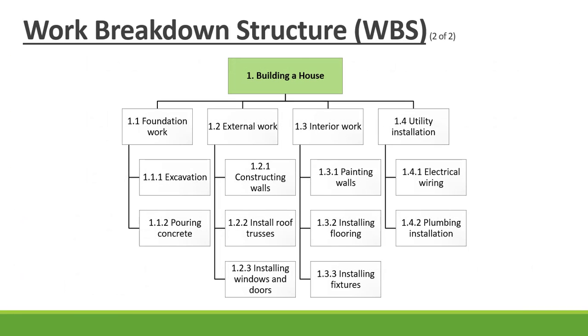Now let's have a look at an example again on building a house. We might have the foundation work that needs to be done with excavation and pouring concrete. External works, constructing the walls, installing the roof trusses, and installing windows and doors. Interior work might be painting of the walls, installation of flooring, and installation of fixtures. And then utility installations might be electrical wiring or plumbing installation. Also important that the work breakdown structure does have different levels. And in this case, we've got a level 1, which is our project that's building a house. And we've got a second and third layer in this example.